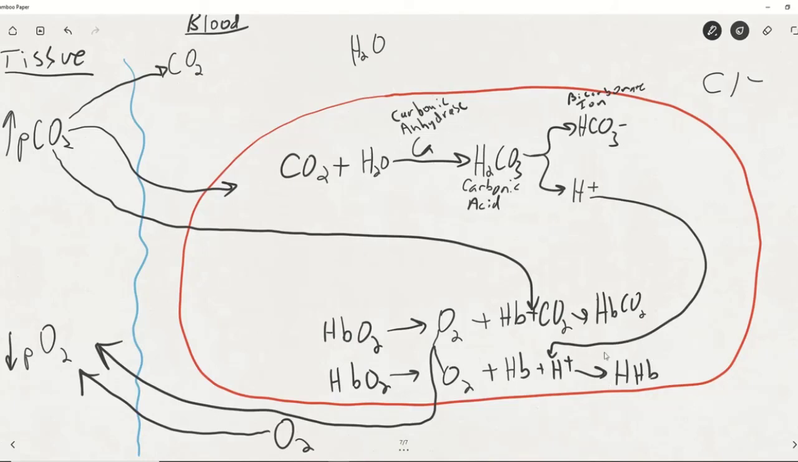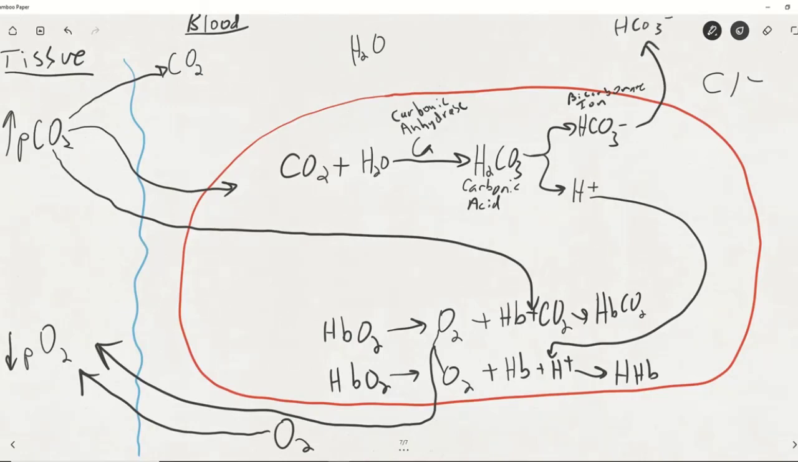HHb, deoxyhemoglobin. But let's also look at what happens to this bicarbonate ion. Bicarbonate ion is building up and building up and building up in this erythrocyte so that it's got a really high concentration. A much lower concentration out here in the plasma, so the bicarbonate ion diffuses out.